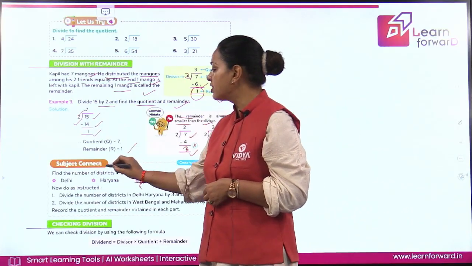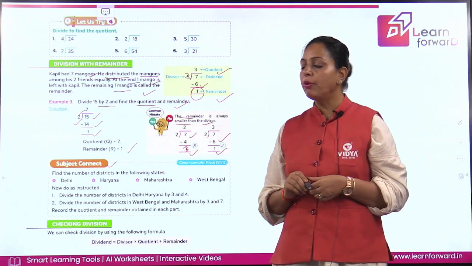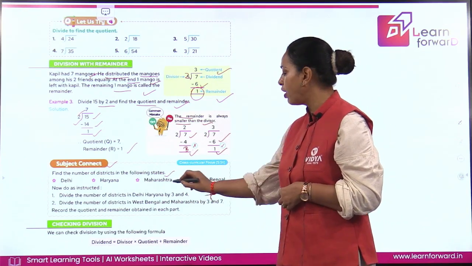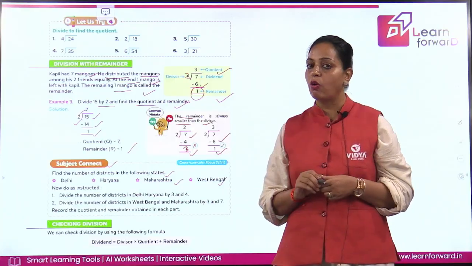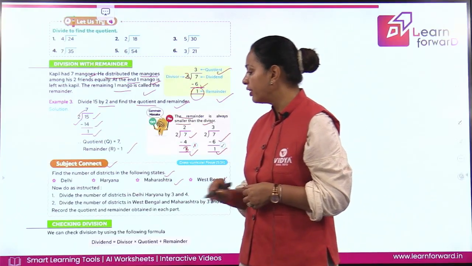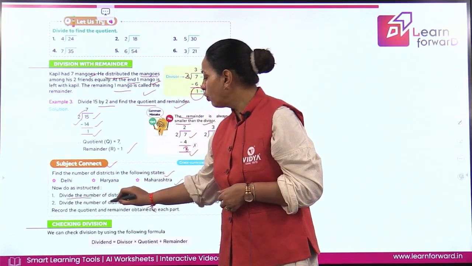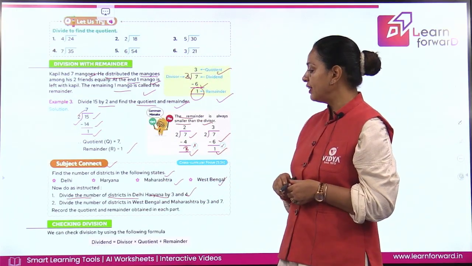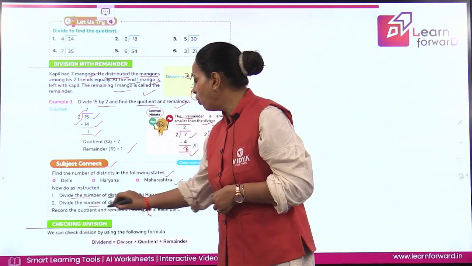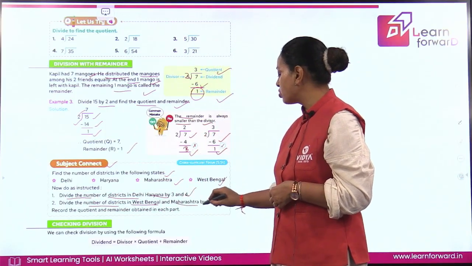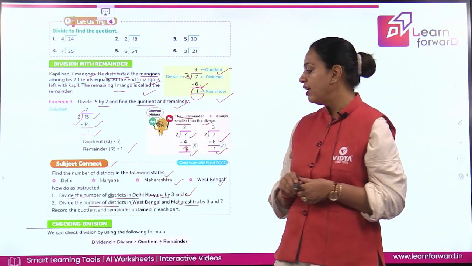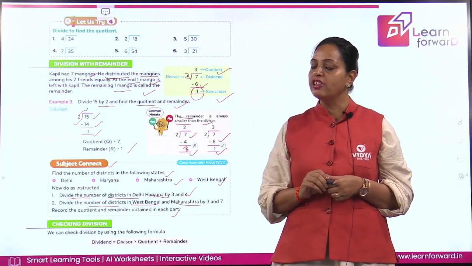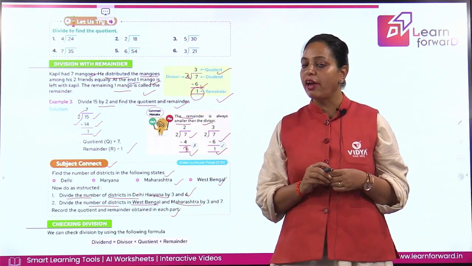Now we have subject connect. Find the number of districts in the following states like Delhi, Haryana, Maharashtra and West Bengal. Now do as instructed. The first one, divide the number of districts in Delhi, Haryana by 3 and 4. Okay. And then the second one, divide the number of districts in West Bengal and Maharashtra by 3 and 7. And record the quotient and remainder obtained in each part. So this one you can try on your own.